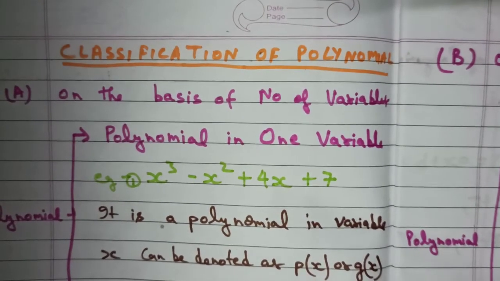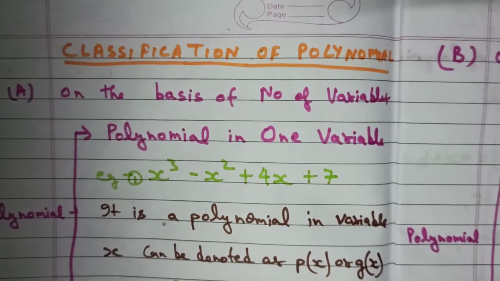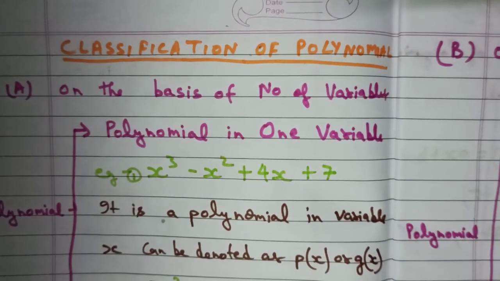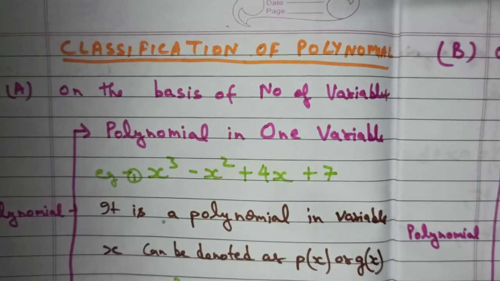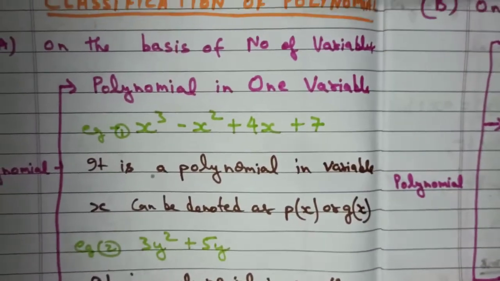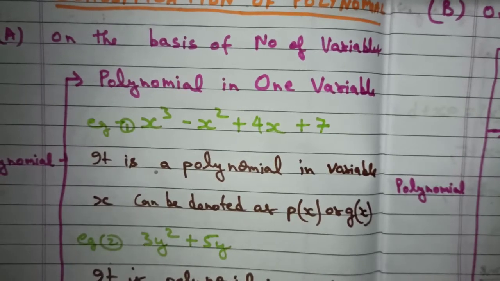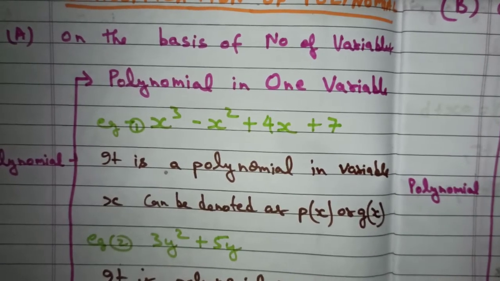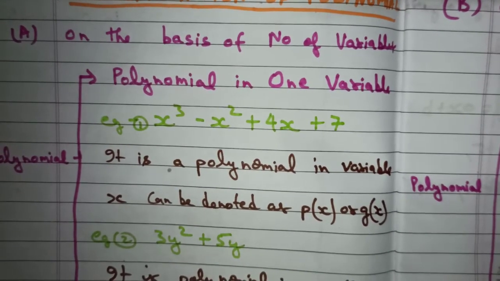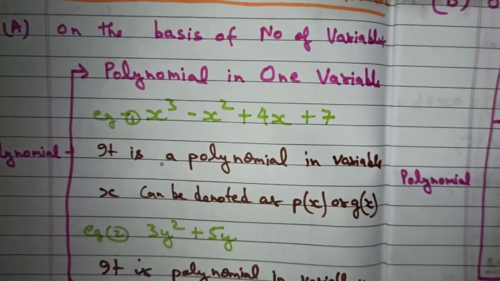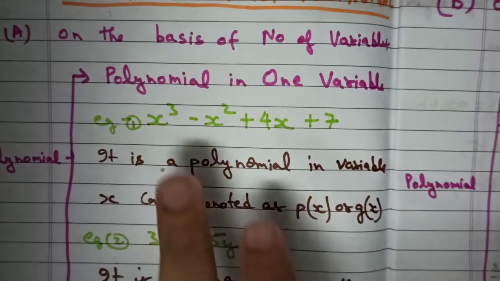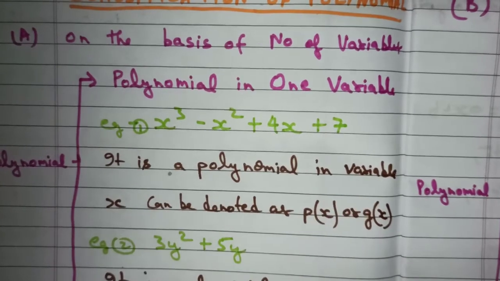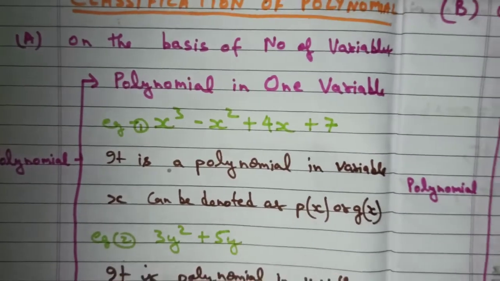First one, polynomial in one variable. If we have only one variable in a polynomial, like here I have given an example of a polynomial in variable x: x cube minus x square plus 4x plus 7. It can be denoted as p(x), g(x), r(x), anything like that, but the variable is only x. In x cube, x is there, in x square, only x is there, in 4x, x is there. So this is an example of a polynomial in one variable.